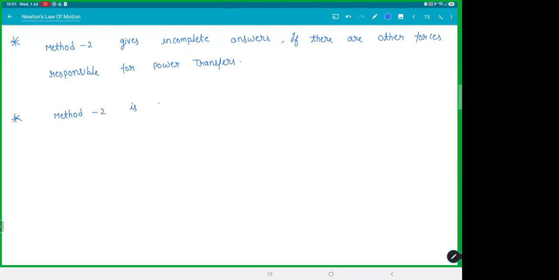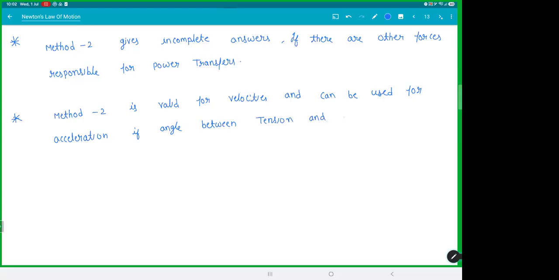Method 2 is valid for velocities. And if you want to use this for acceleration, this also I'll show you later on. It works if the angle between tension and velocity remains constant. Don't worry about these two statements. Just have an idea, they look a little vague, but when they come, I'll show you. Then it will actually trigger. Velocities do not change.